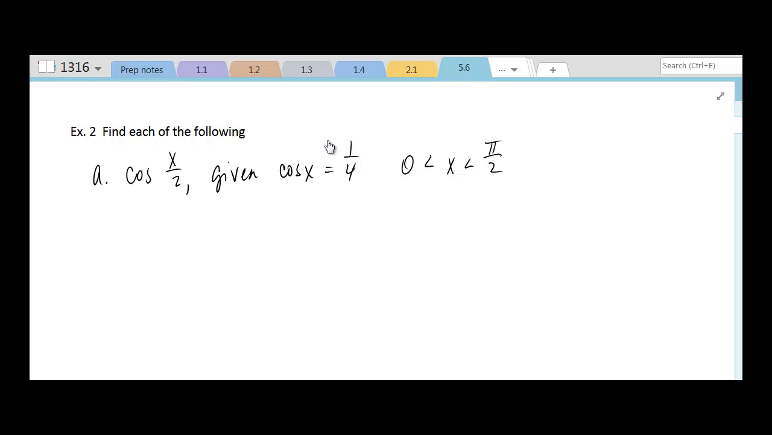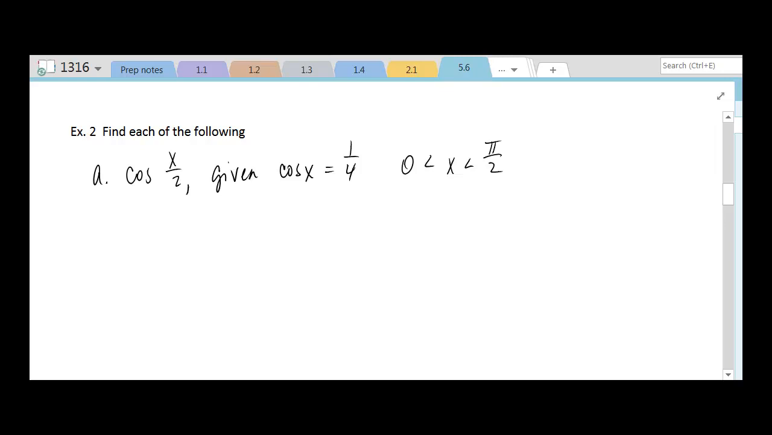So continuing with our idea of using our half-angle identities to find exact function values. In this particular example, we're going to use our identity, but we're given cosine of x is equal to 1/4. So I'm given the whole angle, and I'm going to work backwards to find the half angle. Generally, when we are given the domain of our function, it is for our whole angle, or it's based on the angle x here.